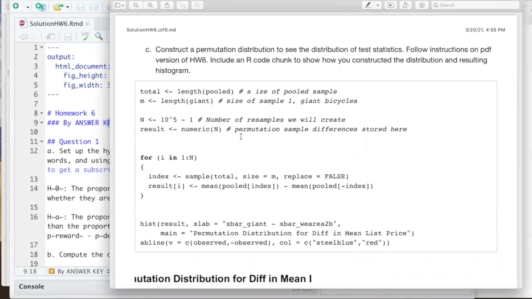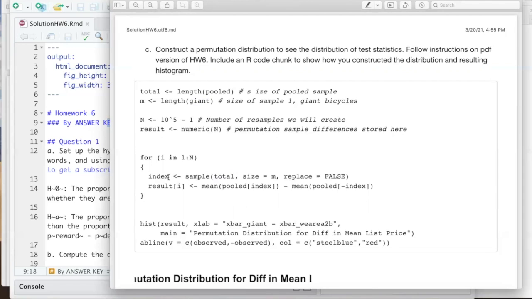And so when we do this permutation distribution, it is different than the matched pairs. So what we're going to do is we're going to set up first an index vector. So this is going to tell us which entries we are going to pick to represent our sample 1, and then let's put all of the rest of the observations into sample 2. So total for me is the total number of observations that were in the pooled sample. So this length is going to say how many observations were in the vector pooled. M is telling me how many observations were in the Giant sample.